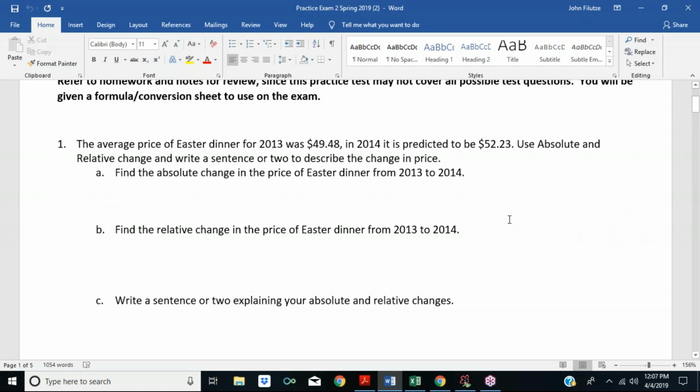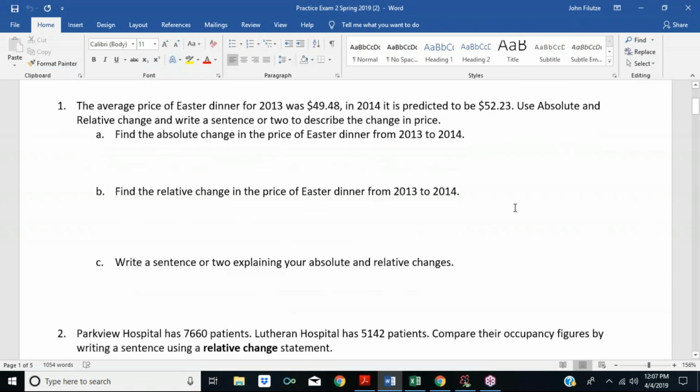So I'm looking at this, and there are 20 questions on this paper review. Let's just go through whichever ones you need. So the first question here, number 2, is asking us to find the absolute and relative change. Remember, the absolute change is new minus old. So in this case, it would just be 52.23 minus 49.48, and then you would get the answer.